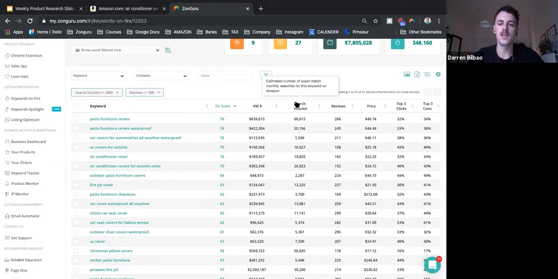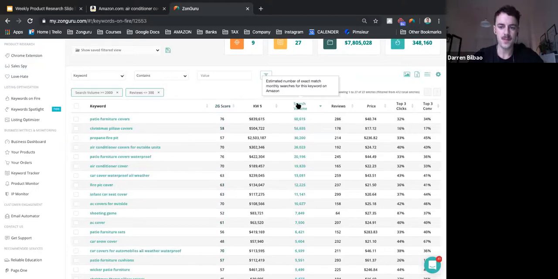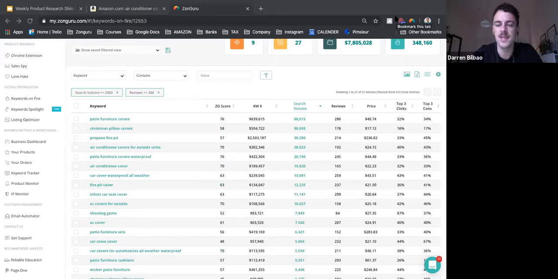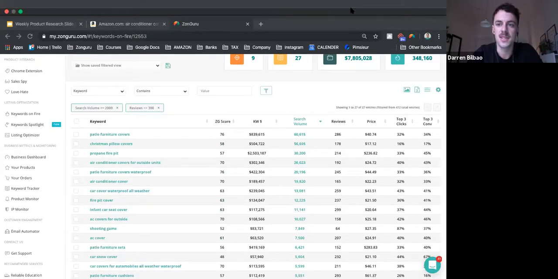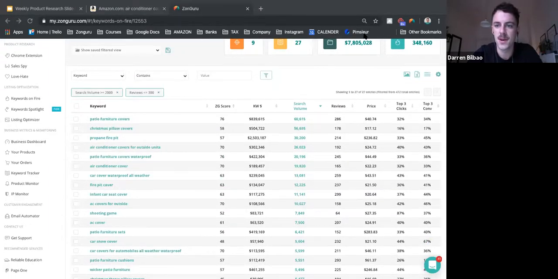The next thing I like to do is click on search volume. And this is just going to rank it now in order of all the products that are getting searched for the most on Amazon. So as you're looking down here, is there any products that are sticking out to you guys as products that could potentially be interesting to sell? And if so, just leave a mention in the chat and let me know what are you interested in selling or looking into further.